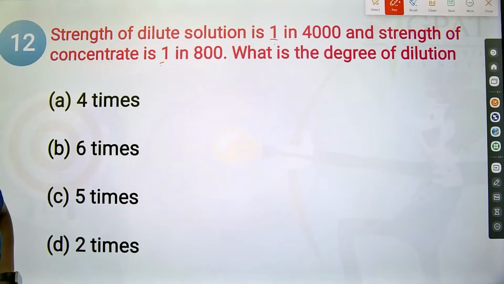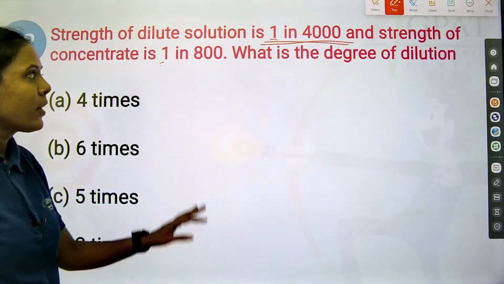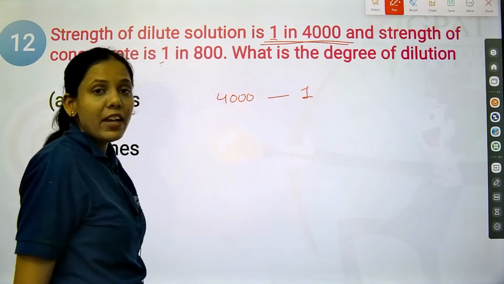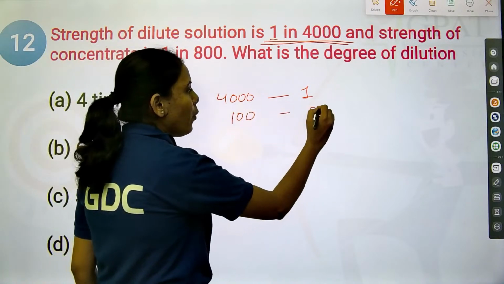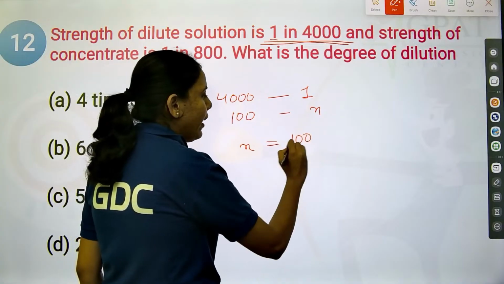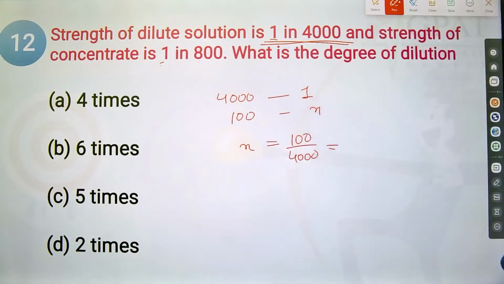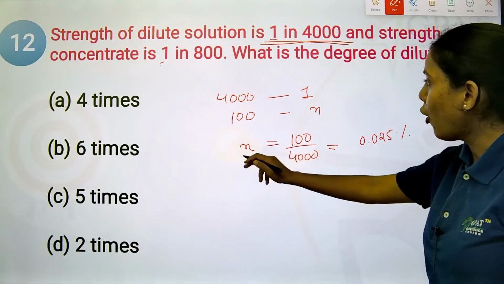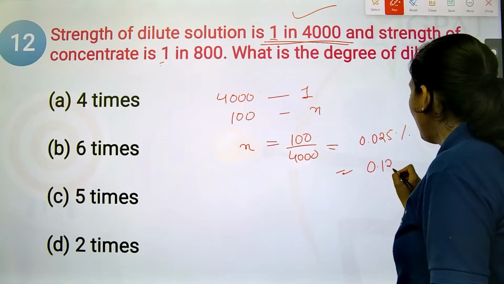And for that, you have to convert this into percentage. How will you convert? 1 in 4000. That means 4000 contains how much parts? 1 part. And when we are converting into percentage, it is for 100 is equal to x. So x is equal to 100 divided by 4000. If you calculate, what will you get? Can somebody calculate? You will get 0.025. This is the percentage for dilute solution. Similarly, if you calculate the percentage of the concentrate solution, you will get 0.125%.